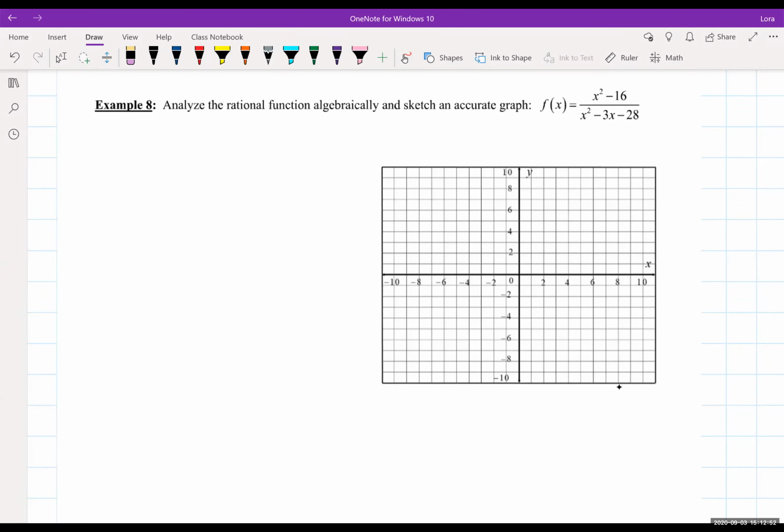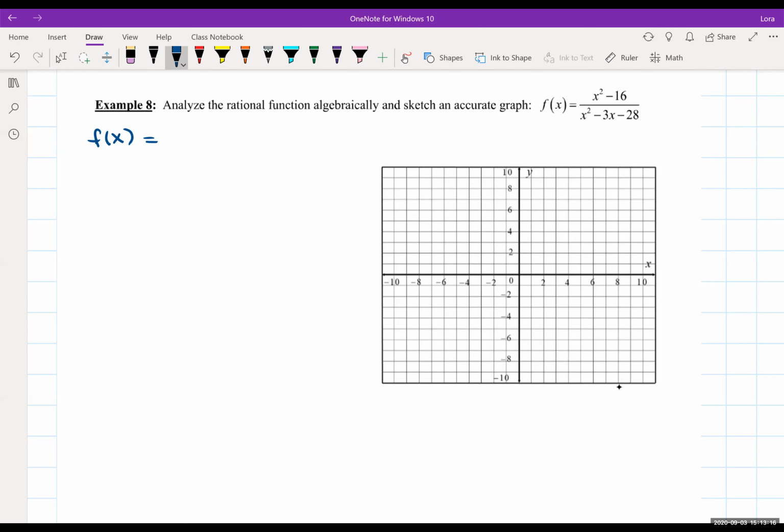Okay, let's look at another rational function and see how we can find the key characteristics to analyze it algebraically. And then hopefully with that, we'll be able to sketch an accurate graph. So first things first, what I'm going to do for myself is attempt to see if the function's numerator and denominator will factor.